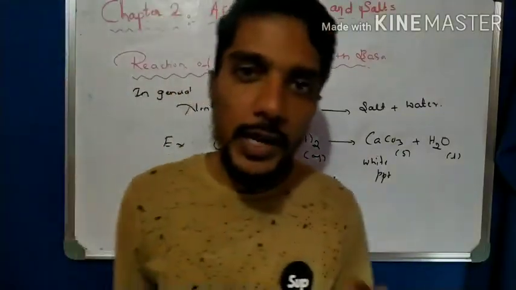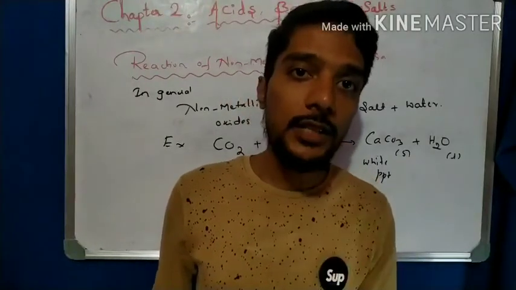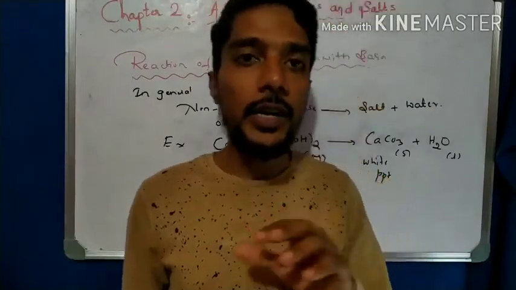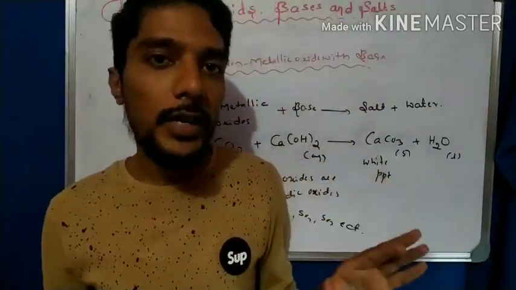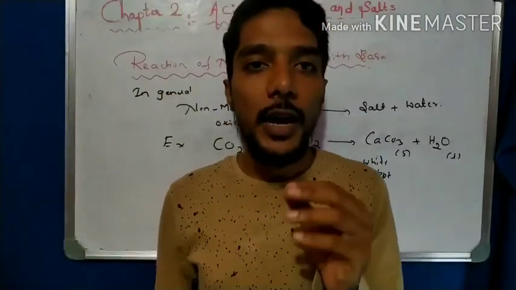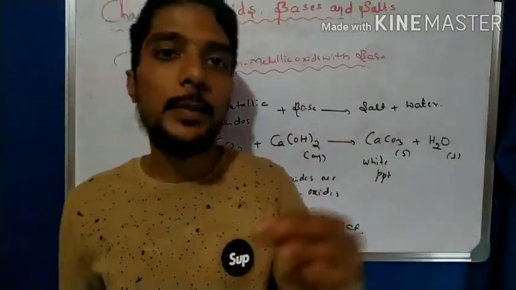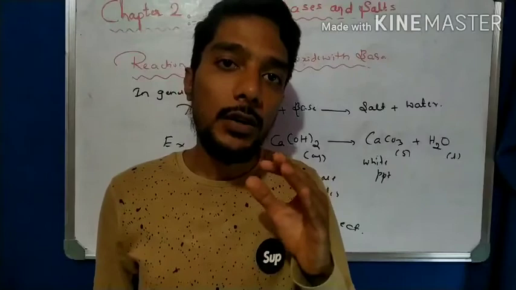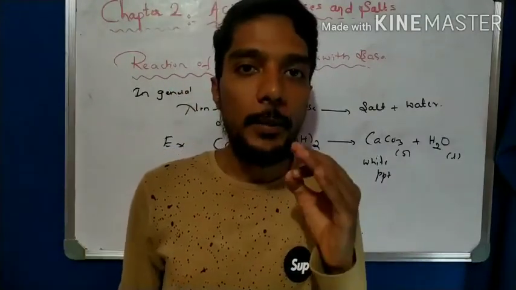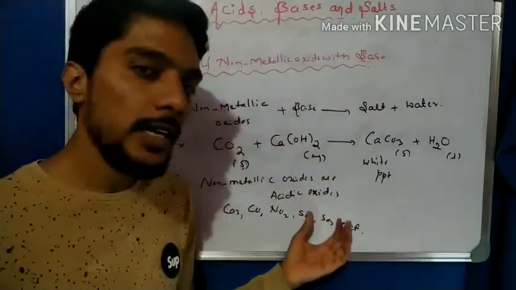So in this video we took three important concepts. One is about the tests: hydrogen gas test and carbon dioxide gas test. After that we took two more important concepts. One is the reaction of base with acid, that is the neutralization reaction, with example. Then we took two reactions: acid with the metallic oxide and base with the non-metallic oxide. In both cases we get salt and water. And the metallic oxides are basic in nature, and the non-metallic oxides are acidic in nature.